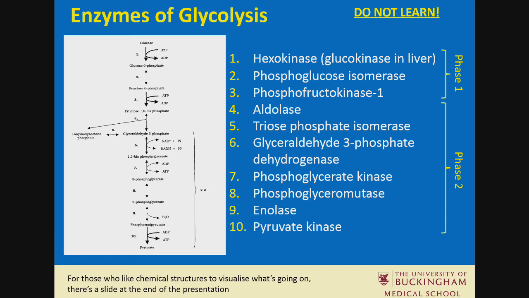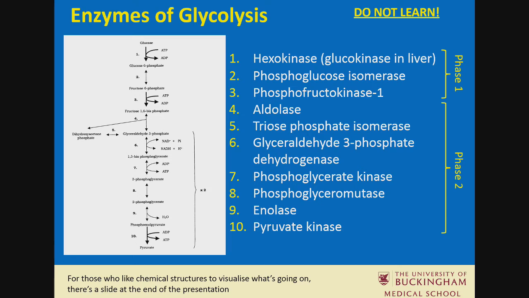If you like picturing things in terms of chemical structures and what's going on, which I'm guessing some of you might, having done A-level chemistry, and that's my background as well, I like knowing what's happening chemically. There's a slide at the end that shows you what the intermediates are. You don't need to know the chemical structures, but if it helps you to visualize what's going on in the process, then you might find that useful.